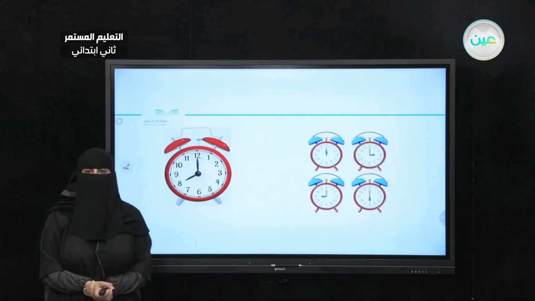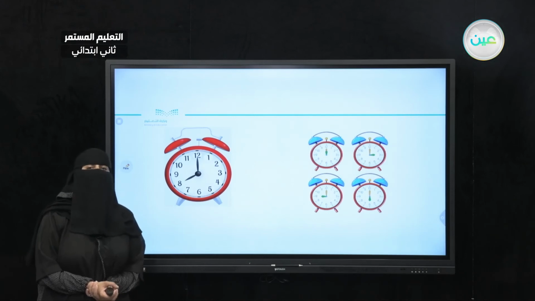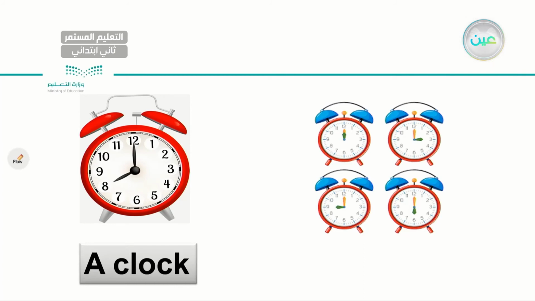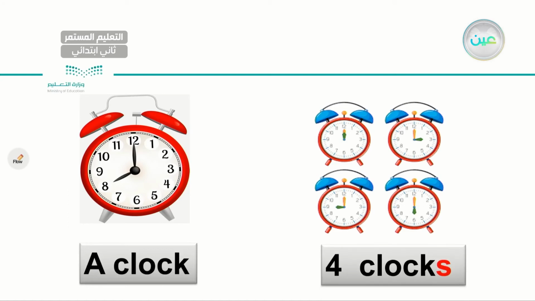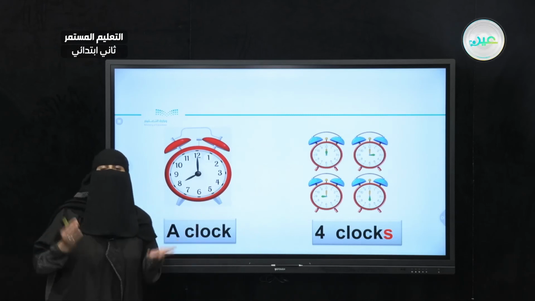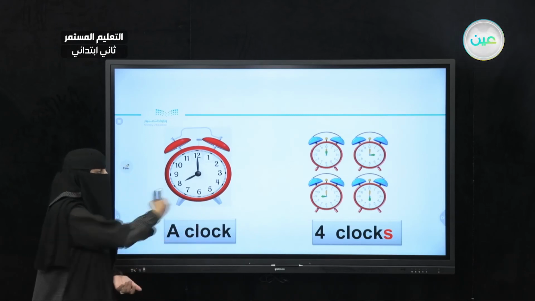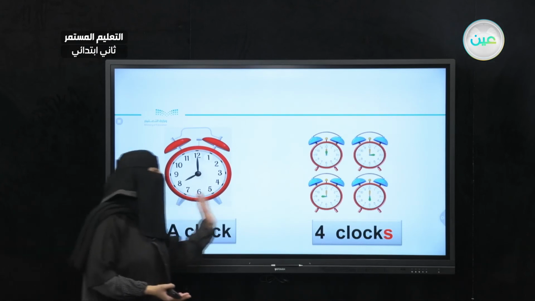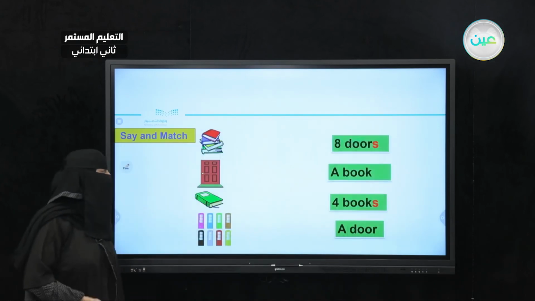How about this one? How many clocks can you see? I have a clock. A clock. I have 4 clocks. 4 clocks. Very good, very good. So to your left, because I have a singular, I'll be using the article a clock. But to your right, since I have a plural, I don't need the article a, 4 clocks. Very good.